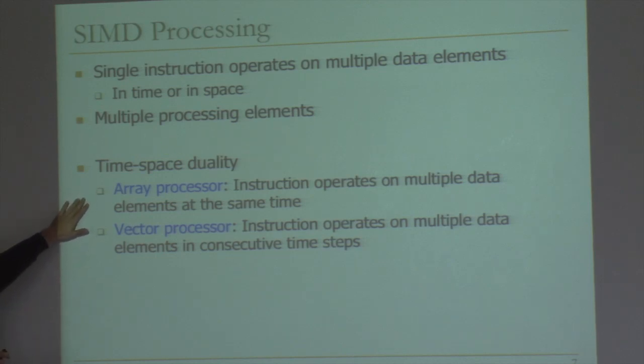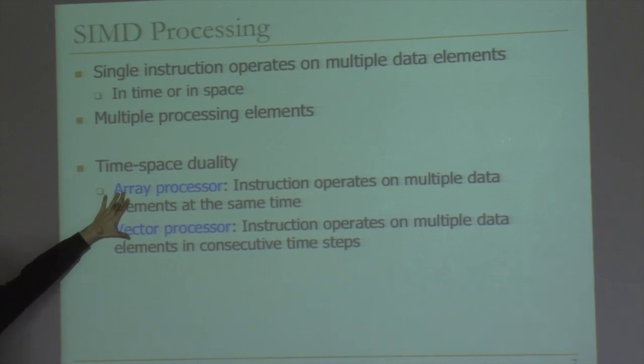Normally, you have multiple processing elements, as we will see. So this leads to the time-space duality, and this leads to the distinction between an array processor and a vector processor. This is a purist distinction, as I will talk to you about later. All processors today, including the GPUs, are a combination of both. They're both vector processors and array processors.